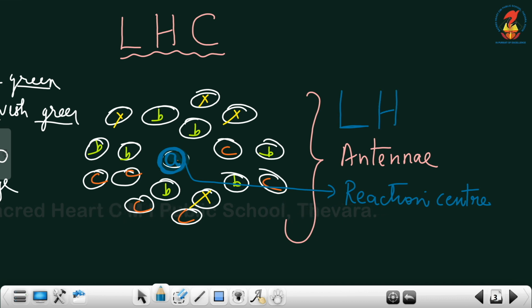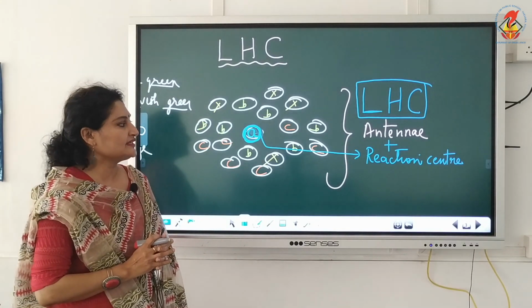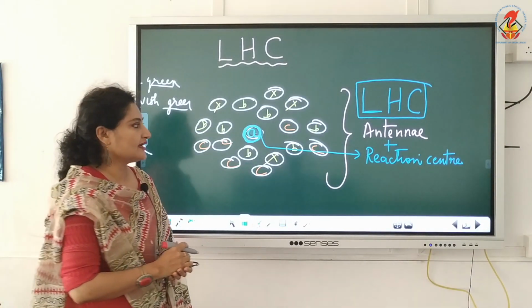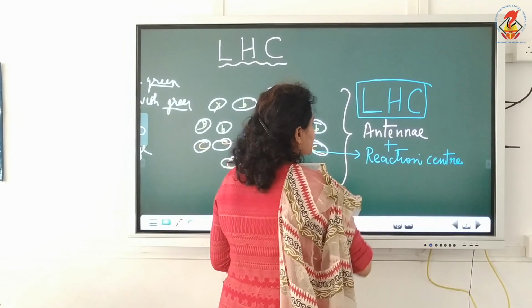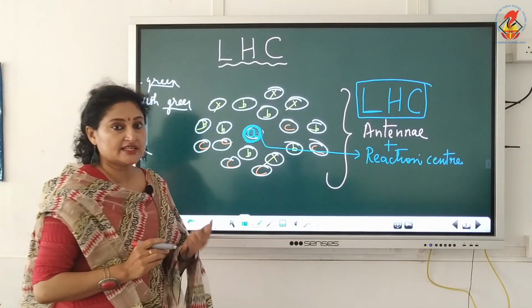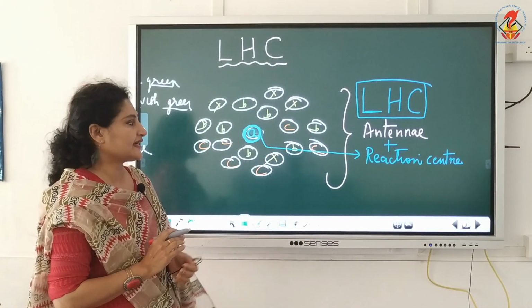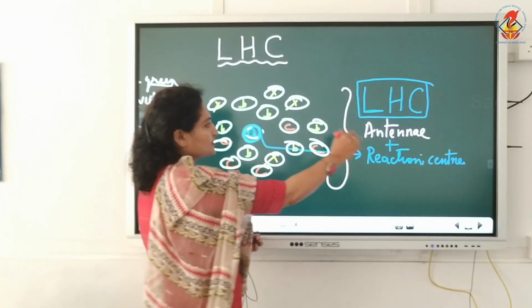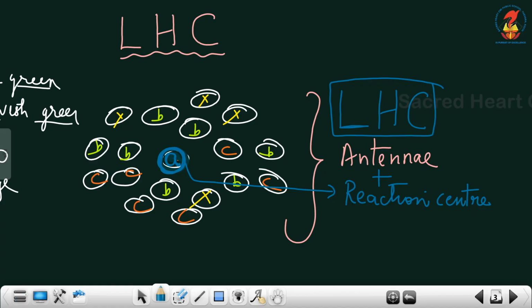Now, we have the entire light harvesting complex. So, what is a light harvesting complex? It comprises the antennae. What are antennae? All the pigments excluding chlorophyll A, and also the reaction center. What is the reaction center? The single chlorophyll A which is located at the center. Together they constitute the light harvesting complex.